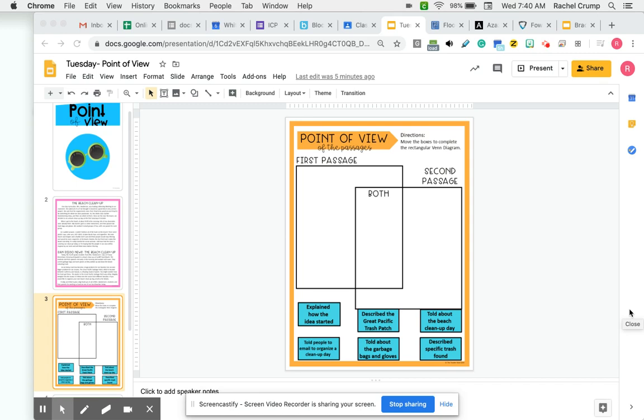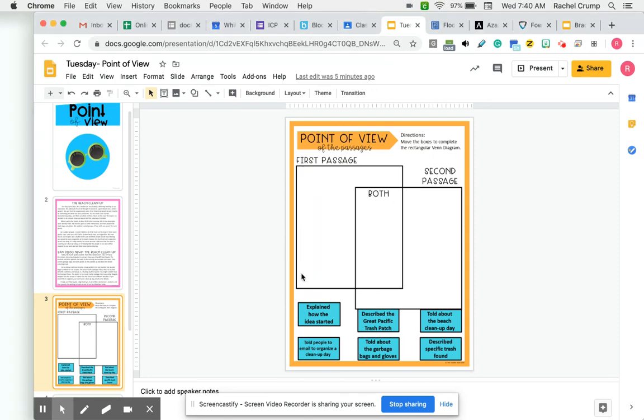All right, kiddos. So here are your 2 pages of work for today. They should be super simple. So here we go. Page 1. It says move the boxes to complete the rectangular Venn diagram. So a Venn diagram is basically like a double bubble.